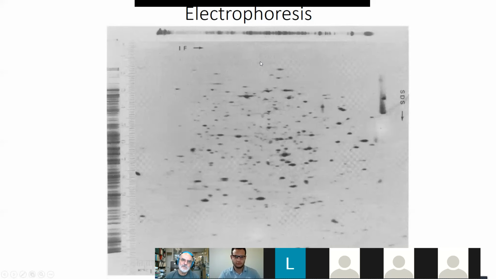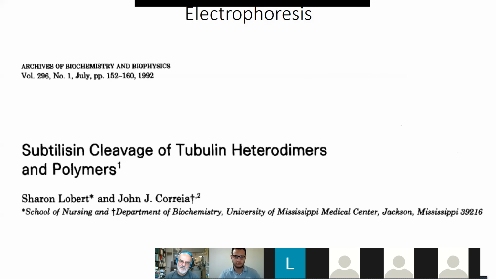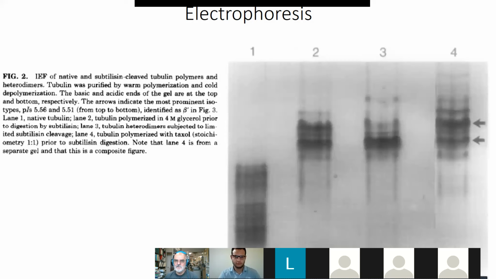Okay, and so I'm just going to show you one application, because we were interested in cleaving off, and you can see here, this is 30 years ago, a tail that exists in the carboxy end of tubulin that has lots of post-translational modifications. And so we were interested in looking at post-translational modifications. So these are examples of native and subtilisin-cleaved polymers.